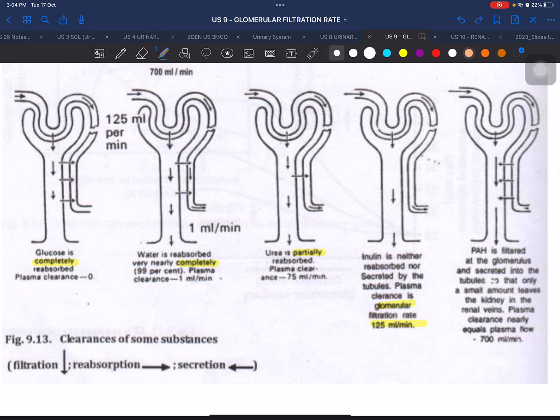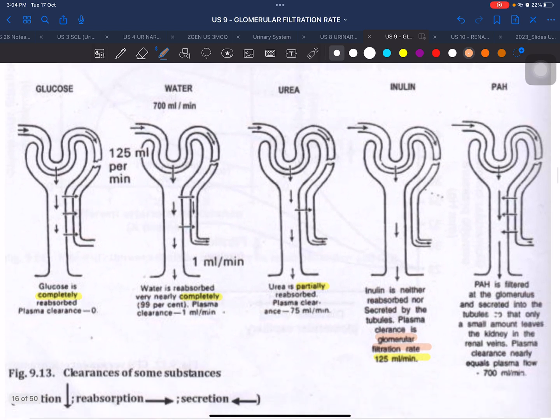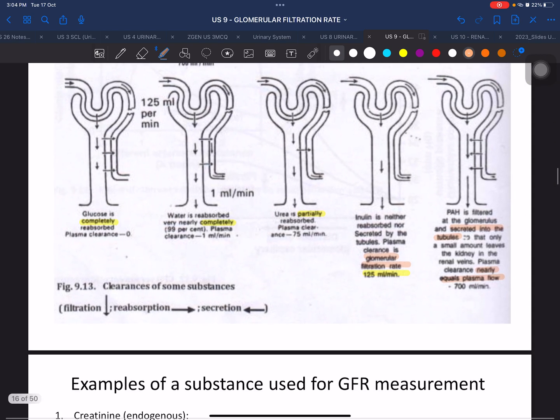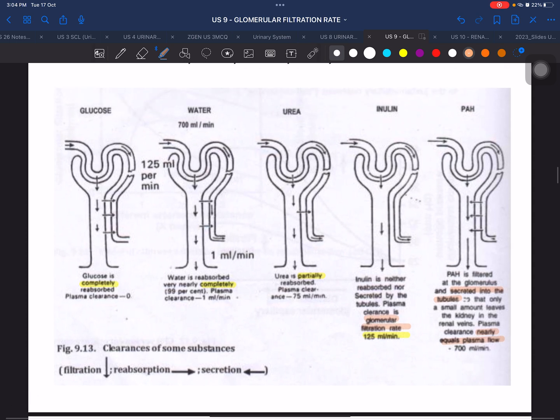Okay, PAH. PAH is filtered at the glomerulus and secreted. It is not reabsorbed, it is secreted. The part that is not filtered will be secreted into the tubules. So the plasma clearance nearly equals the plasma flow. So that's how we look at the clearance value that can represent the GFR, or the RPF.